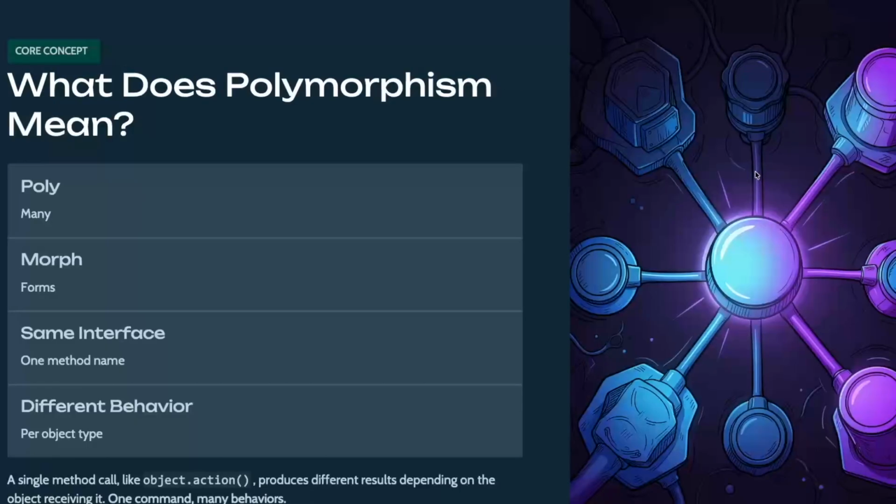Now, what is polymorphism? Polymorphism comes from two Greek words. Poly means many and morph means forms. So polymorphism literally means many forms. In programming, polymorphism means that the same method call can behave differently depending on the object receiving that call. The method name is the same, but different objects can perform different actions. This allows us to write code that focuses on what an object can do instead of worrying about exactly what type of object it is. This makes software more flexible and easier to extend.